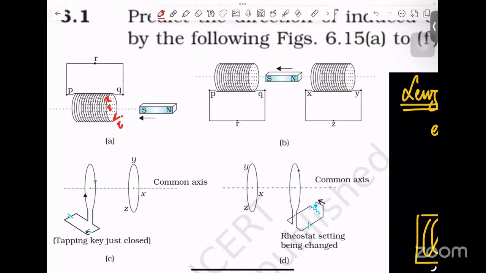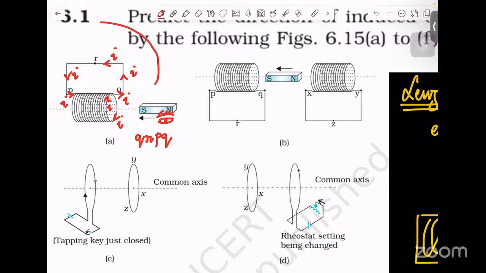If we view it from this side, then the current should appear to us as clockwise, right? So if it is clockwise, then this current will go like this, and return over here. So the direction of the induced current would be Q R P Q. It will go like this in the loop. So this is the direction of the current which is induced in the first case.